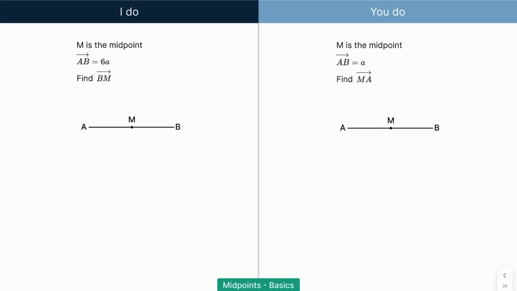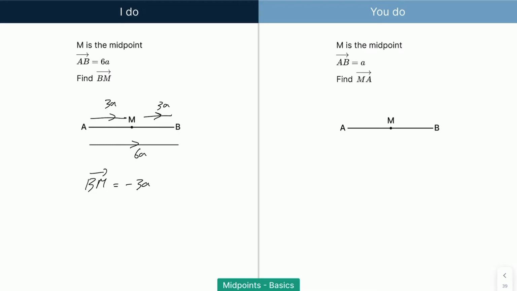So we now have A to B as 6A. Remember, the full length is given as 6A, which means this half is going to be 3A, and this half is going to be 3A. The question is asking for B to M in this direction, which is just the opposite direction. So we can just say B to M is going to be negative 3A.